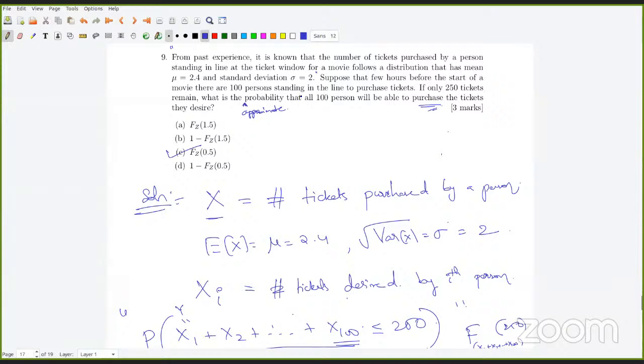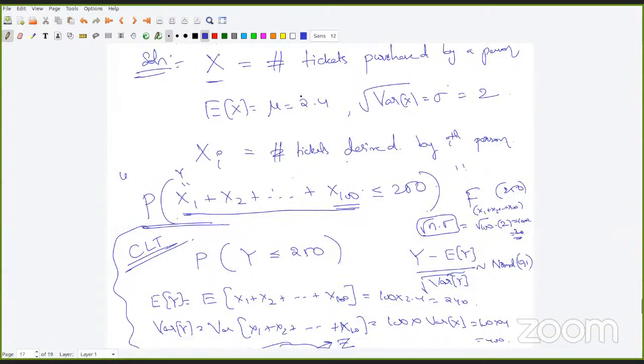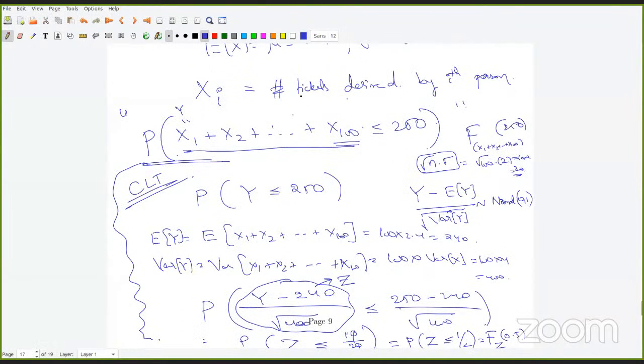The other point: in the lectures I placed some emphasis on this root n division, because I wanted to show convergence, and that's why it's important. But in practice, people simply take X1 to X100 and approximate the sum as a normal with mean 240 and variance 400. They directly do that, and that's something to keep in mind also.